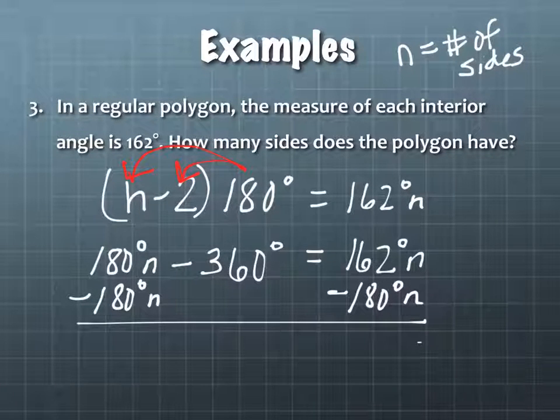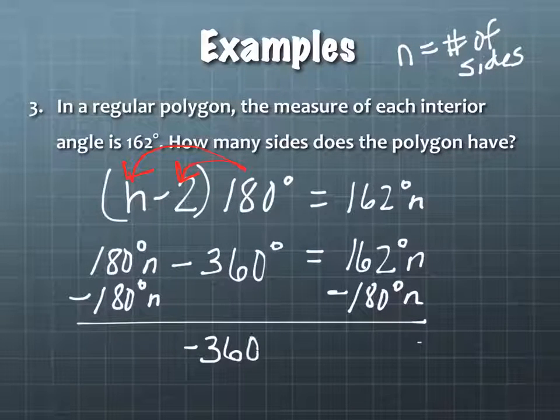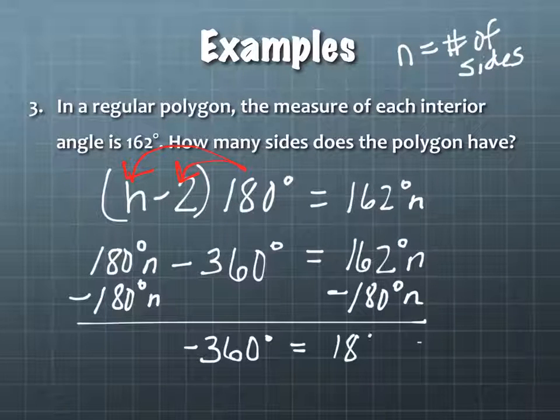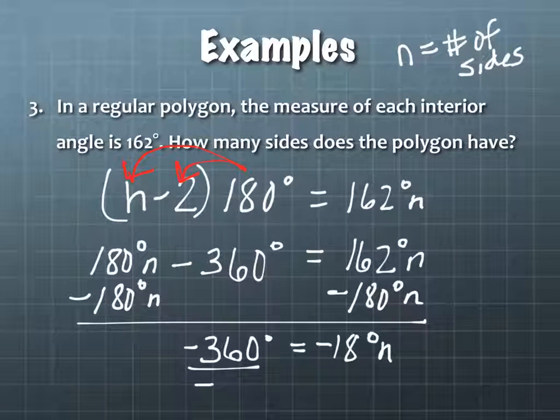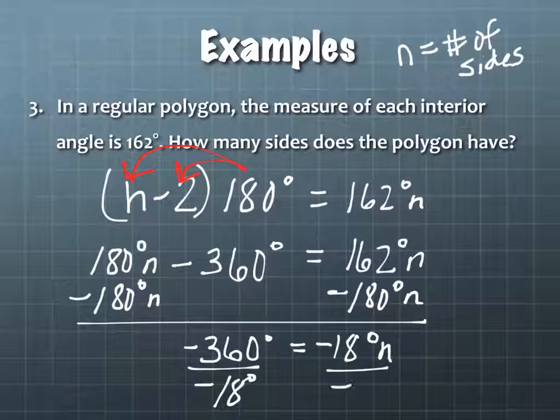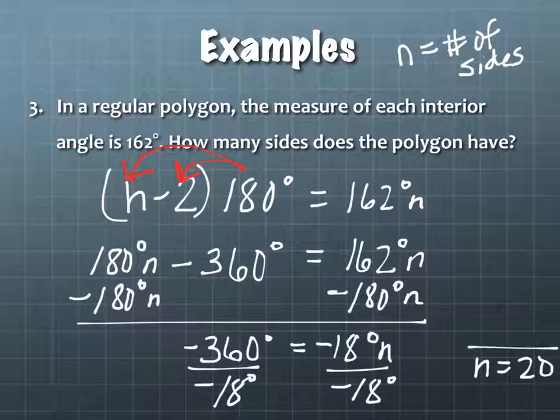That's okay, because I also have a negative 360 on the left, right? So what's my negative on the right? 18 degrees. Now what? Oh, my n, thank you. And it's negative. Okay, and then divide by the negative 18 degrees. So n is 20. And that's what I was asked to find. How many sides does the polygon have?